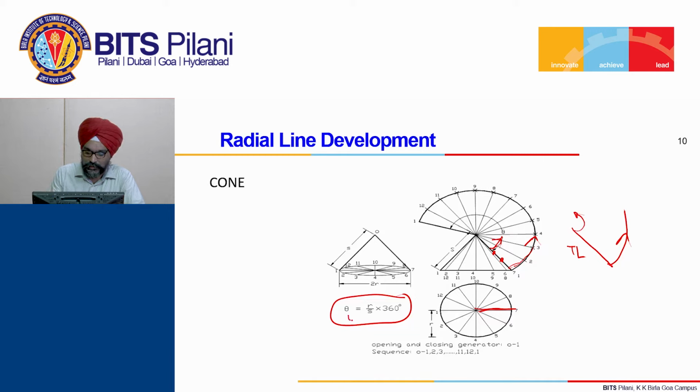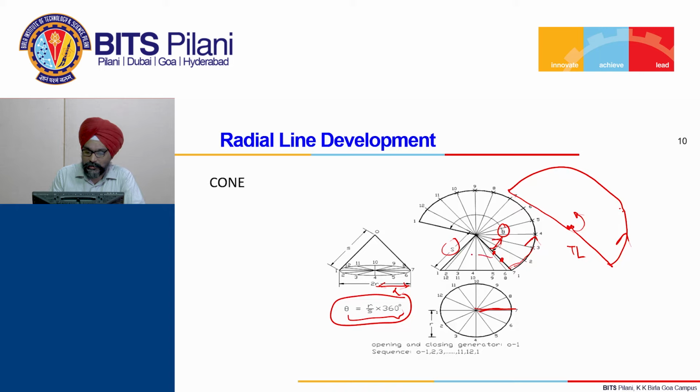That traverse we obtain from this formula, which you will have to remember. It is very simple: R by S into 360. R is the radius of the cone, and S is the slant length of the cone. R by S into 360 gives us how much angle theta we have to draw, or how much will be the traverse of this arc. That much arc we can draw using the AutoCAD command, and finally, we can join its end with this one, and you can obtain the development.